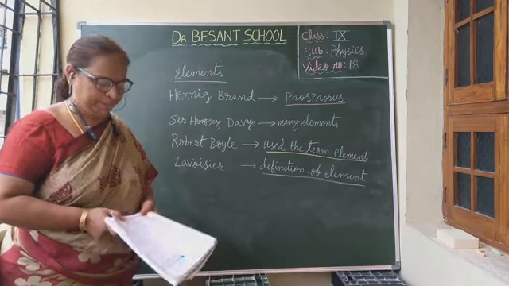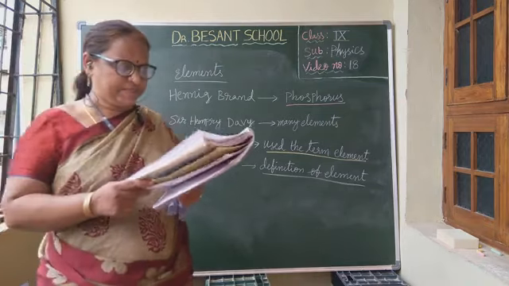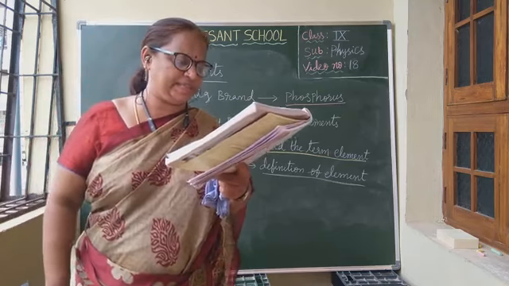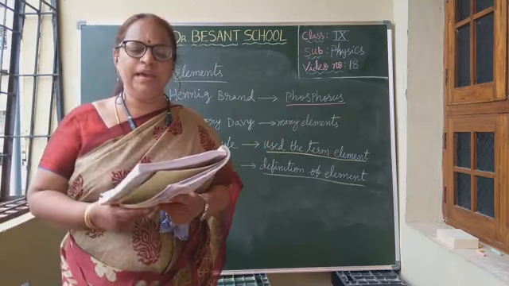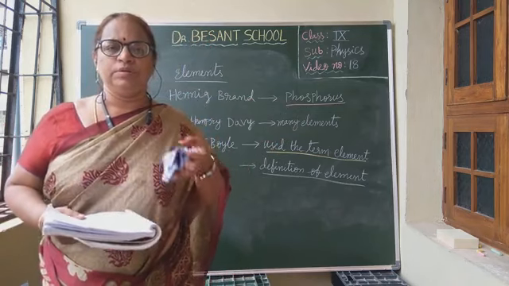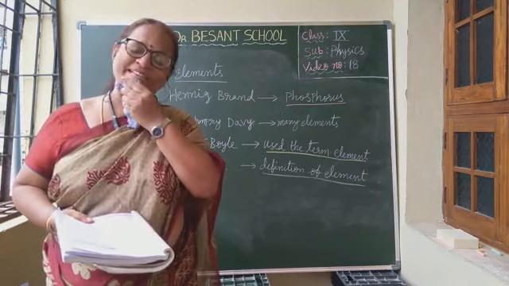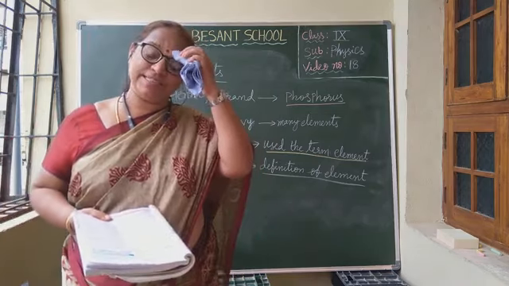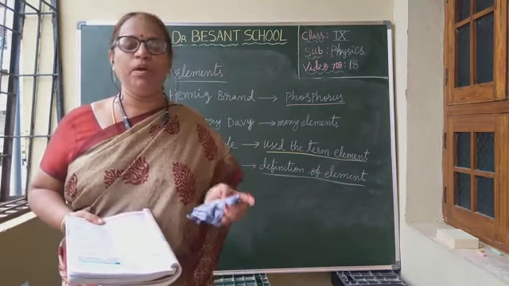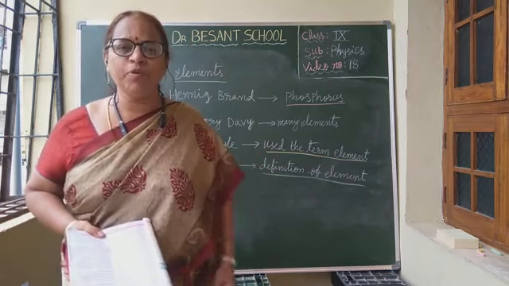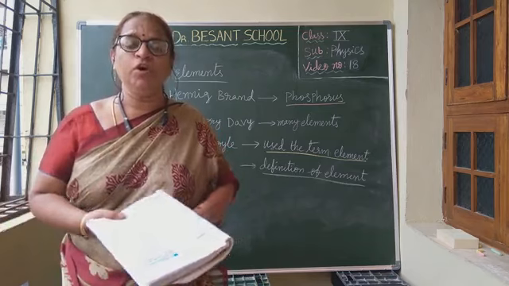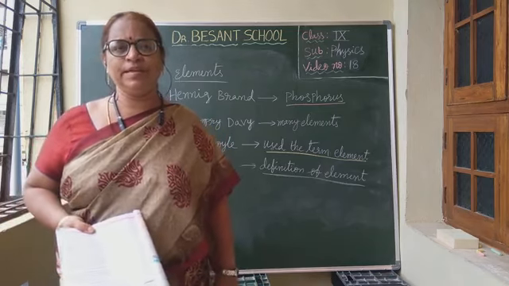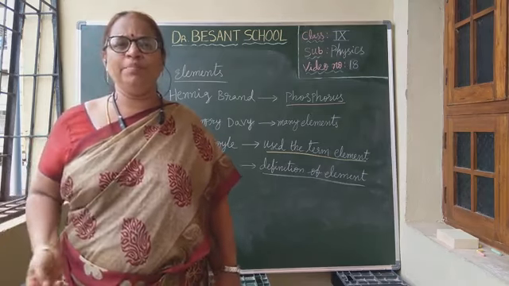Am I clear, children? If any substance can be separated into two or more constituent parts by a chemical reaction, that substance is definitely a compound. You understood? If a substance is separated into two or more forms by a chemical reaction, then that substance is a compound but not an element. How is a compound formed? By combination of two or more elements, a compound is formed. Clear, children? This is what an element is.